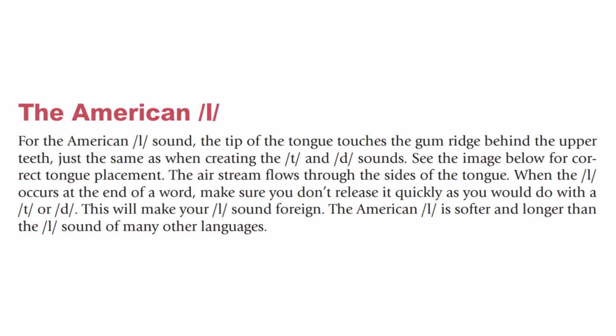The American L. For the L sound, the tip of the tongue touches the gum ridge behind the upper teeth, just the same as when creating the T and D sounds. The airstream flows through the sides of the tongue. When the L occurs at the end of the word, make sure that you don't release it quickly as you would with the T or D. This will make your L sound foreign. The American L is softer and longer than the L sound of many other languages. Don't say, I feel well. Say, I feel well. Notice how the L is prolonged by keeping the tongue up longer.